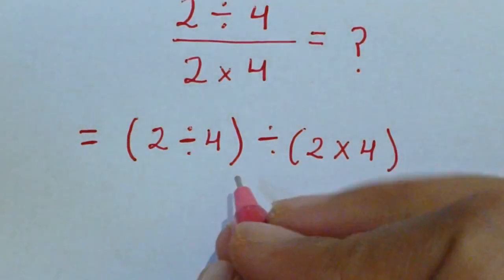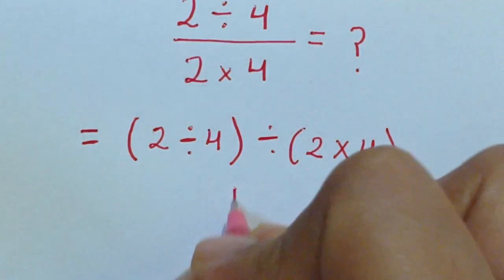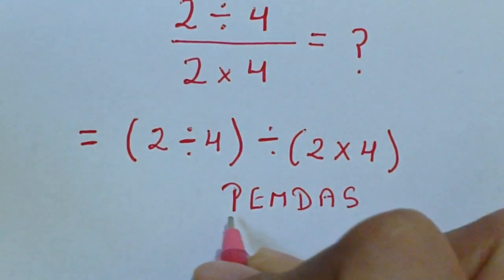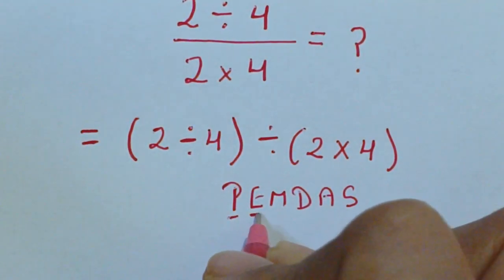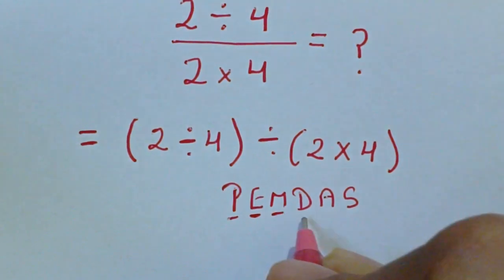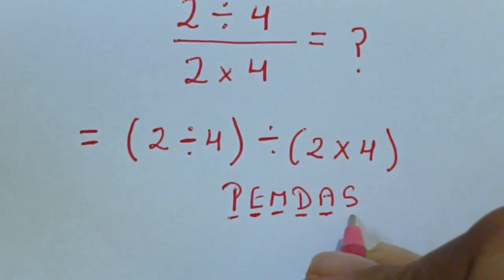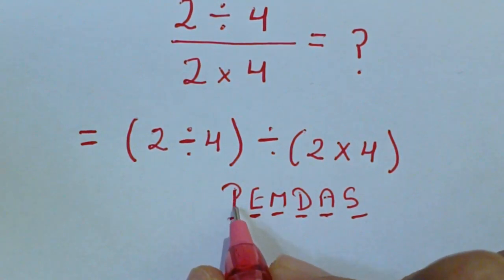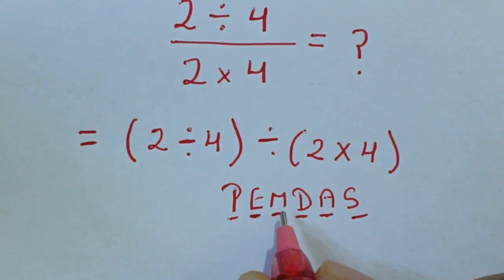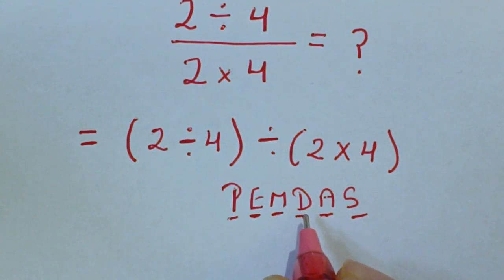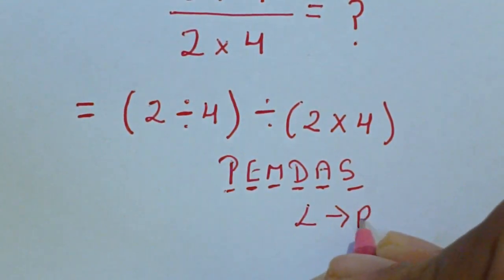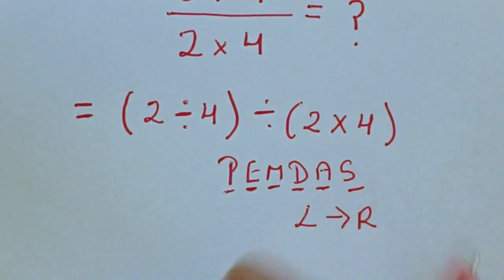Now you know the order of operations, which is PEMDAS. Here P stands for parenthesis, E stands for exponent, M stands for multiplication, D division, A addition, and S subtraction. So here first we'll do the parenthesis, then exponent, then multiplication and division. Here you have to remember multiplication and division both have equal priority. Therefore we go from left to right. Same for addition and subtraction also.